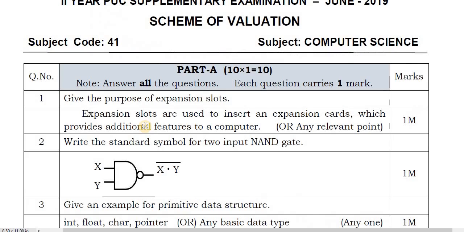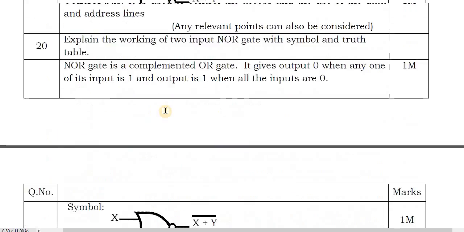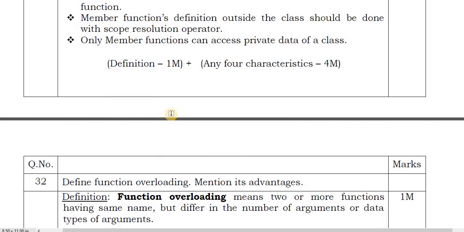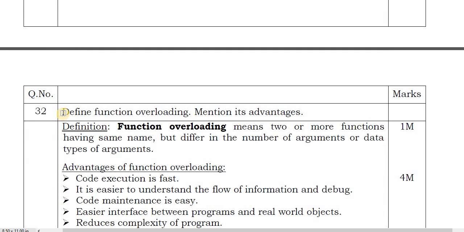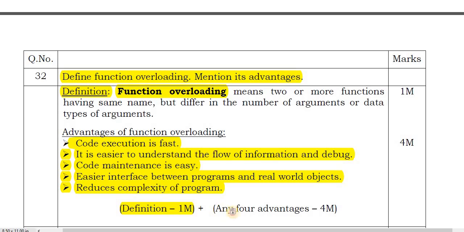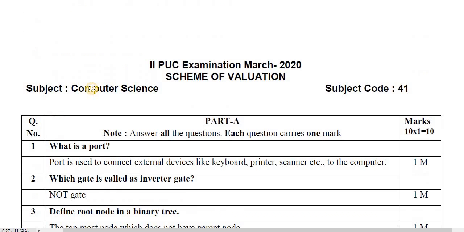Next question, this is the question paper of June 2019. Here the 5 marks question is: define function overloading, mention its advantages. So you have to write the definition of function overloading with 4 advantages like this. For the definition you will get 1 mark, and for writing advantages 4 marks.